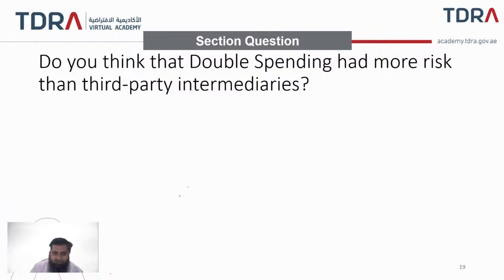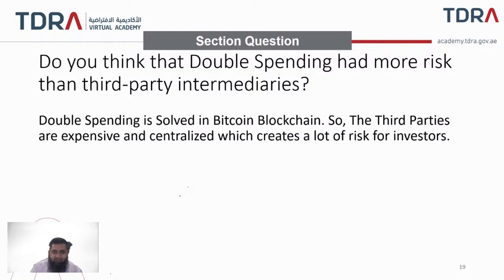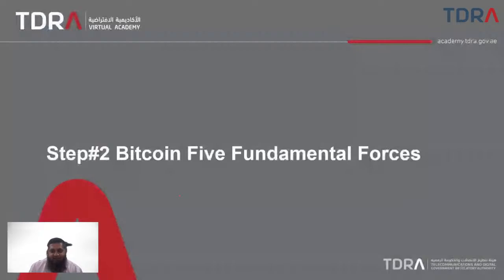Okay, let's have a look at the answer. And the answer is yes, double spending is solved in the Bitcoin blockchain. So the third parties are expensive and centralized, which creates a lot of risk for the investors. So that's the answer for this question. Let's go to the next section, and that is Bitcoin's five fundamental forces. We already know that these five fundamental forces are going to solve the double spending problem in cryptocurrencies.